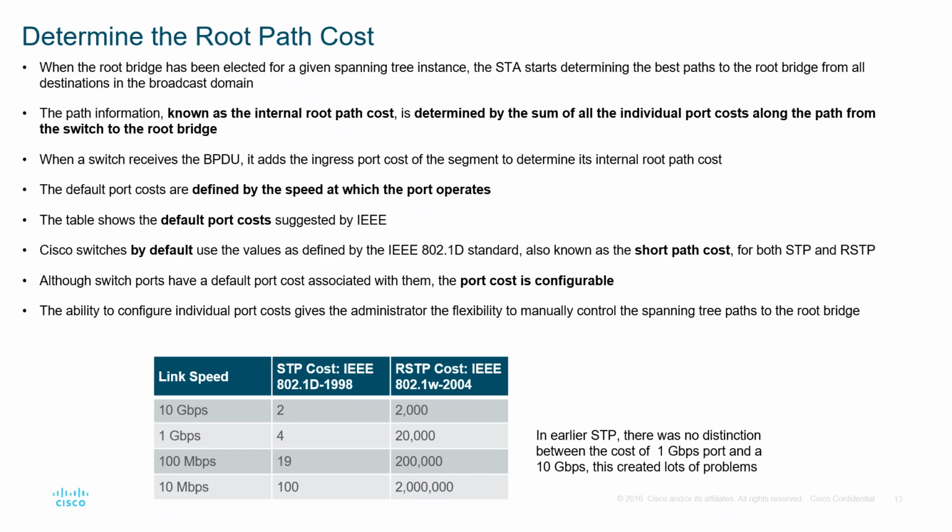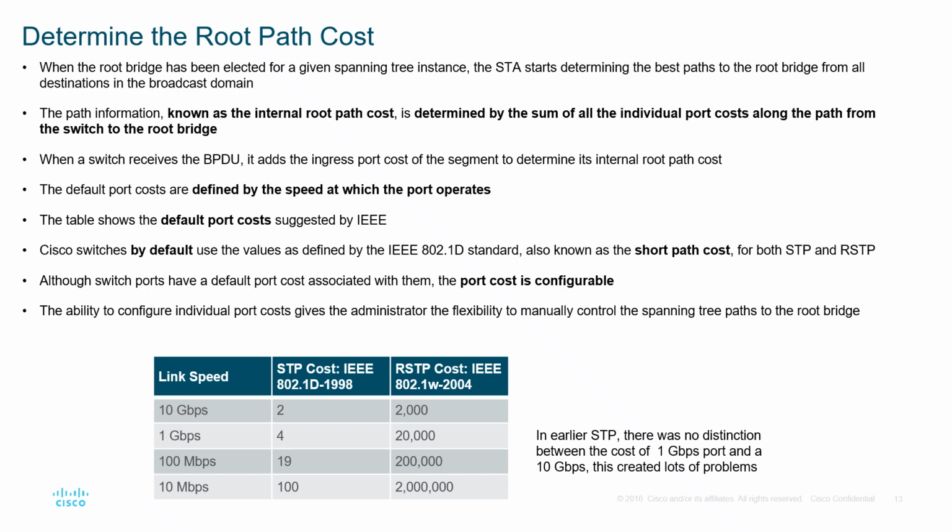When the root bridge has been elected for a given spanning tree instance, the algorithm starts determining the best paths to get to that root bridge from all destinations in the broadcast domain. The path information, known as the internal root path cost, is determined by the sum of all the individual port costs along the path from the switch to the root bridge. So when a switch receives the BPDU, it adds the ingress port cost of the segment to determine its internal root path cost.